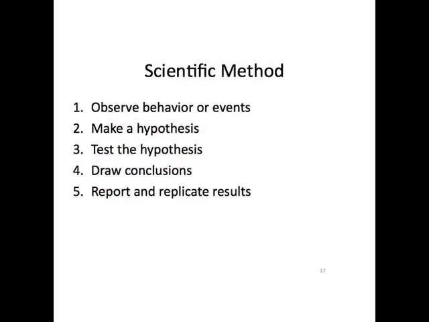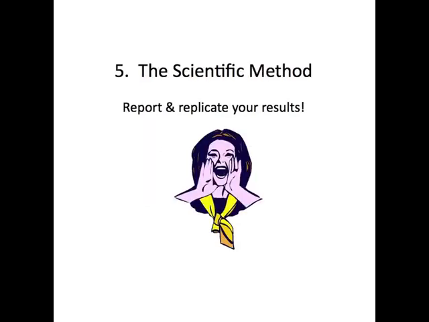The last step in the scientific method is to replicate as well as to report our results. It's important to replicate our results because we want to make sure that our results are not because of a fluke or due to chance. Maybe the babies in our study were super smart, and so it showed an increase in vocabulary, or maybe they were super delayed, and that affected our results as well.